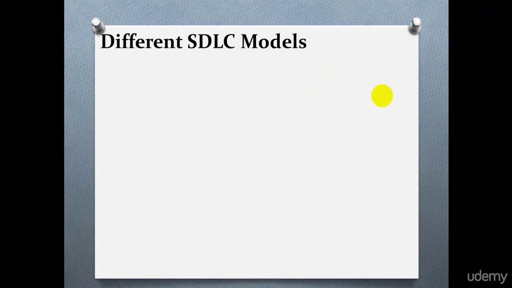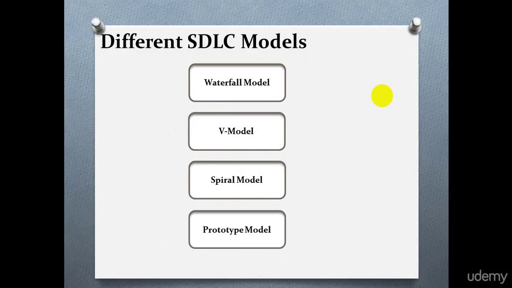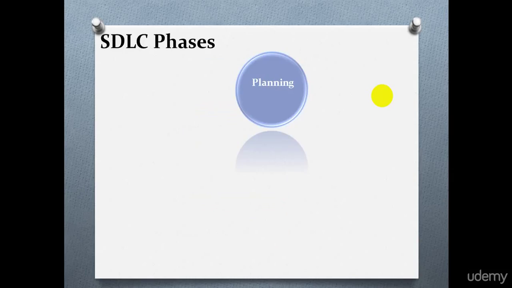We have different SDLC models: waterfall model, V model, spiral model and prototype model. So here we will use these SDLC models based on the requirements of the project. Let's go in depth into each and every phase of the SDLC.